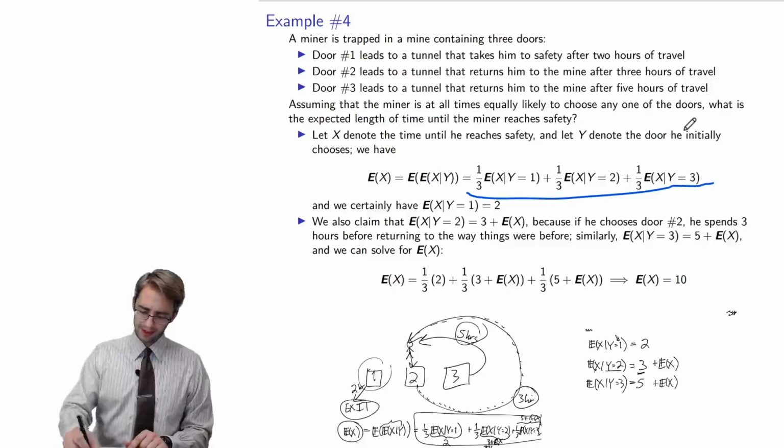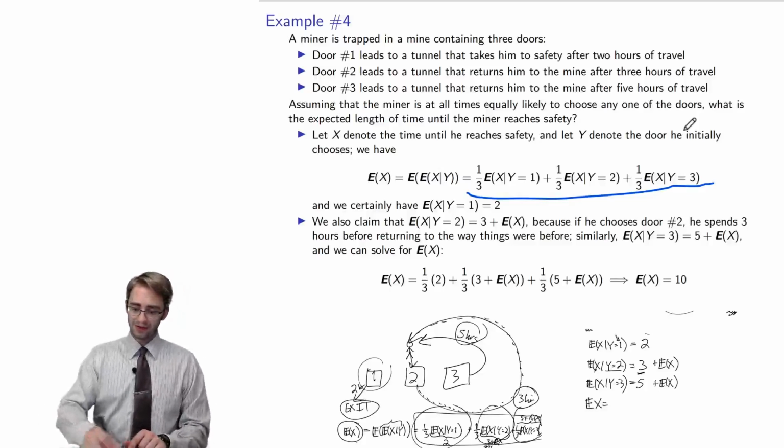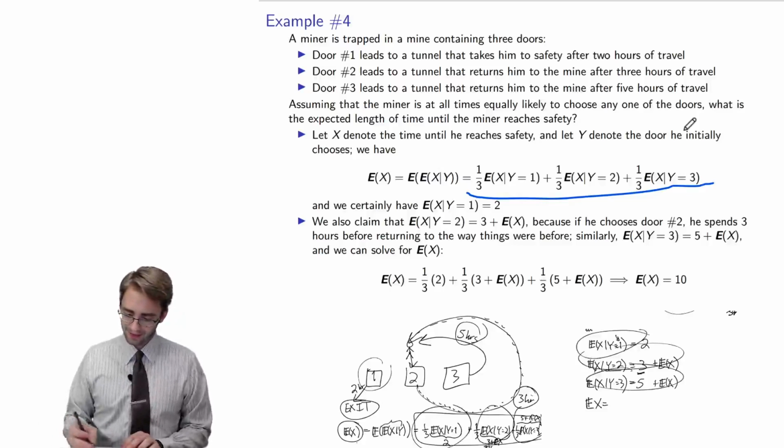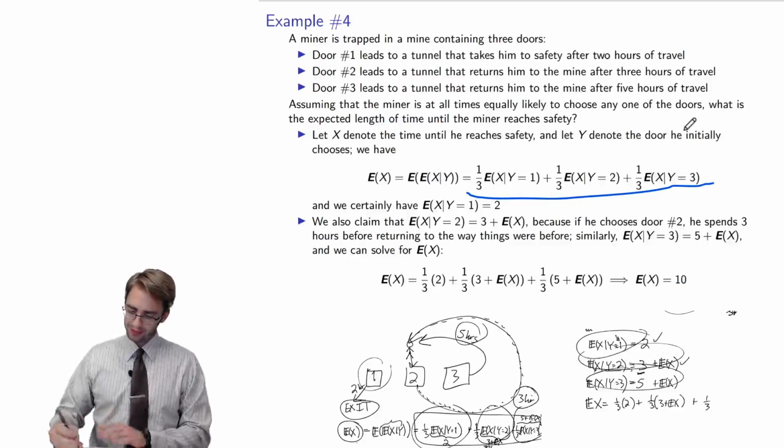Okay, let me copy this down so you can see everything more legibly. Expected value of x is equal to, I'm just going to copy these 3 terms, now substituting these expressions as I just did. And so that'll be expected value of x is equal to 1/3 times 2 plus 1/3 times (3 plus expected value of x). That's this part here, and I just did that one. And plus 1/3 times (5 plus expected value of x), which is this one here.